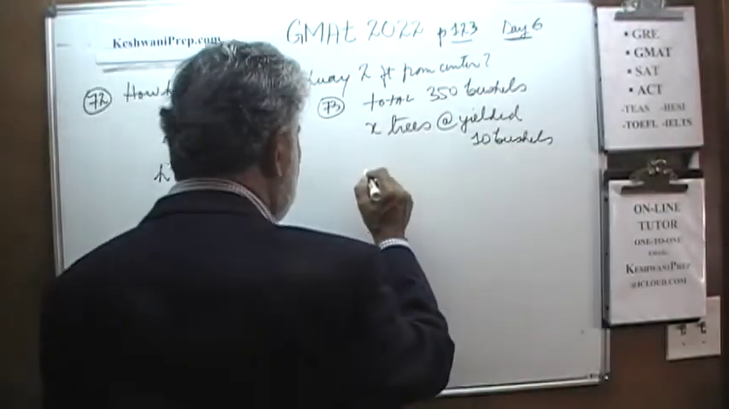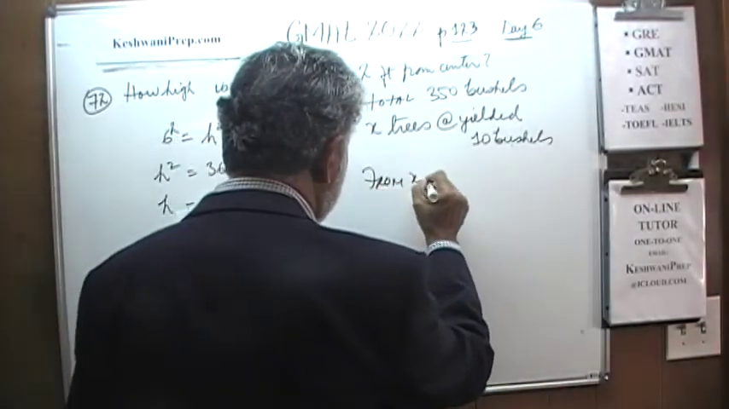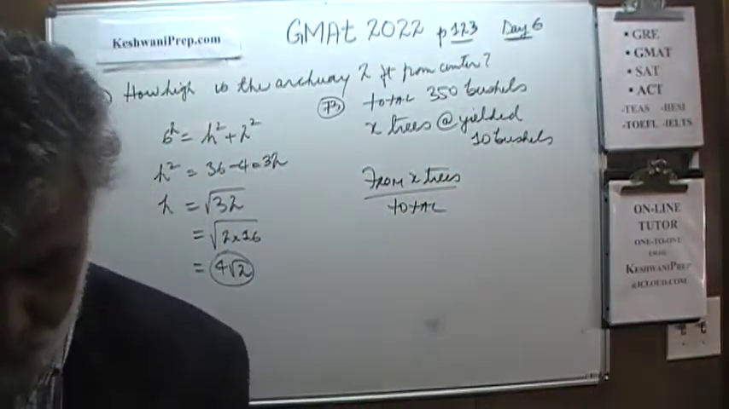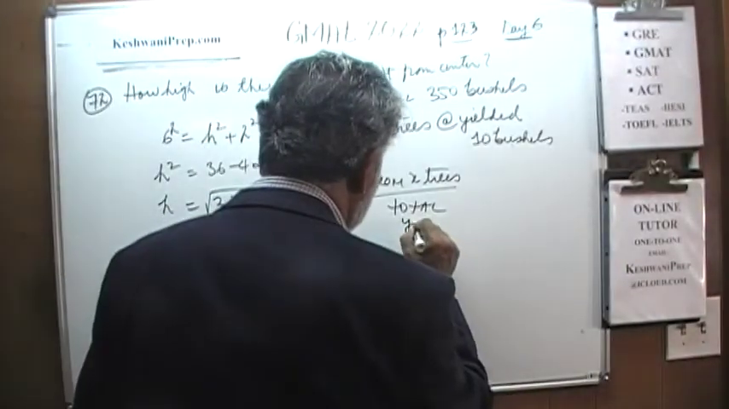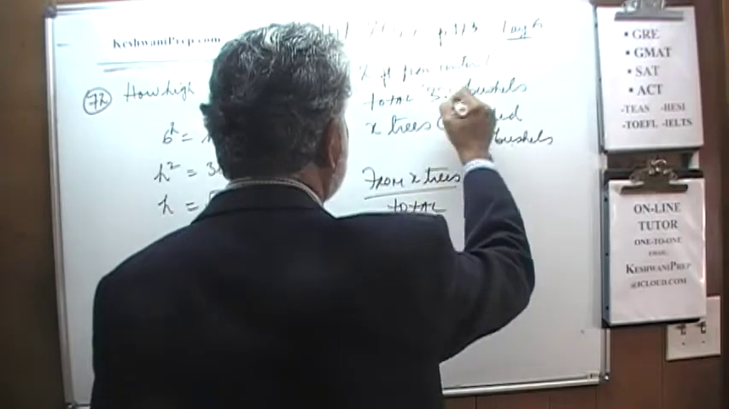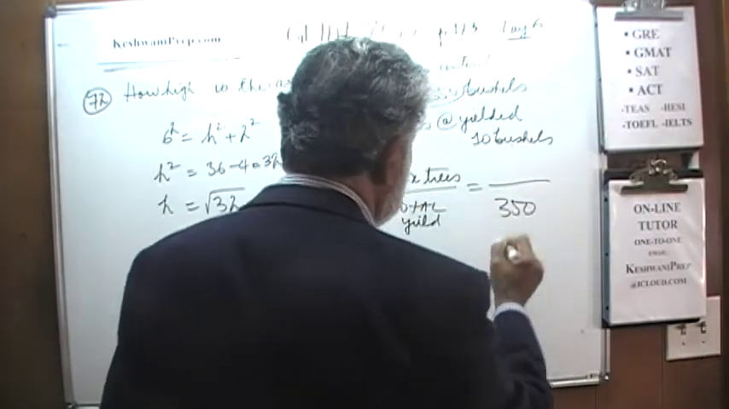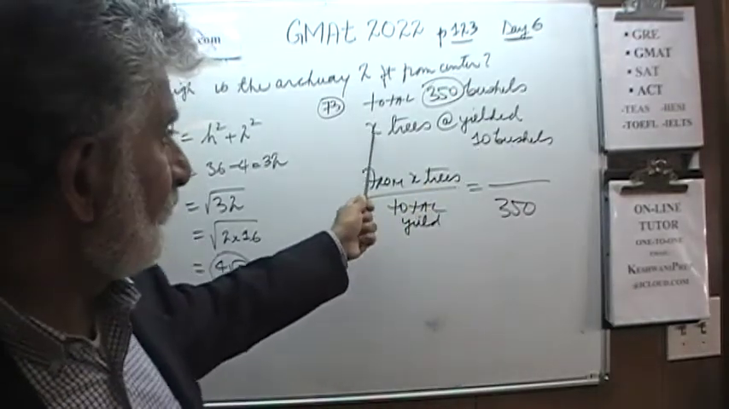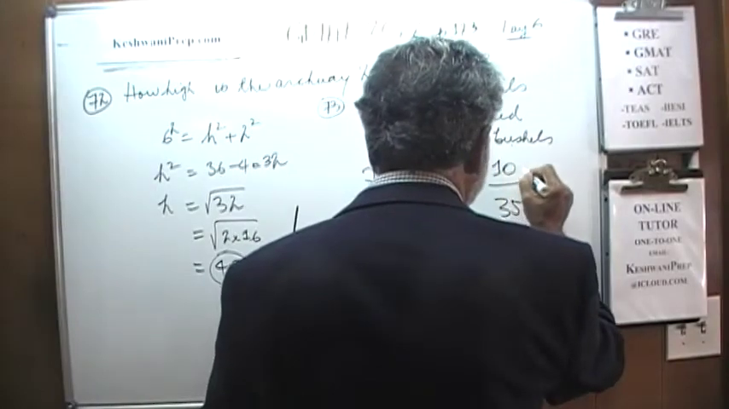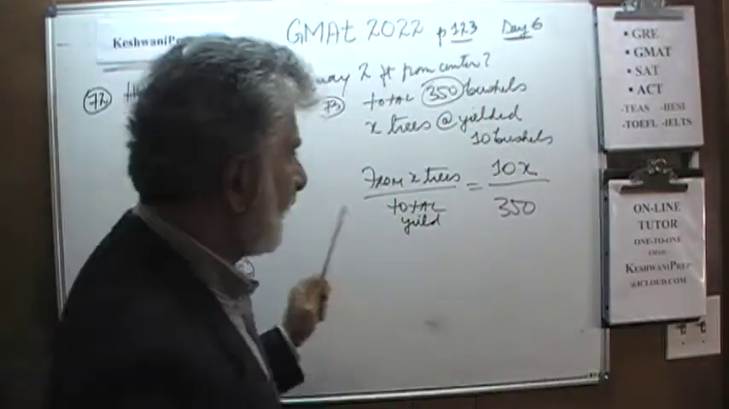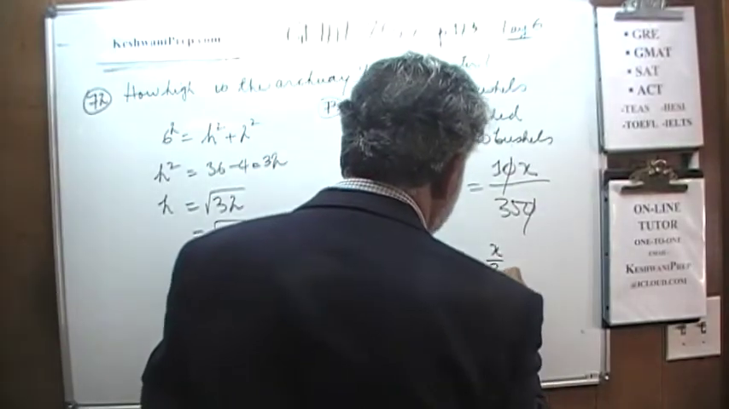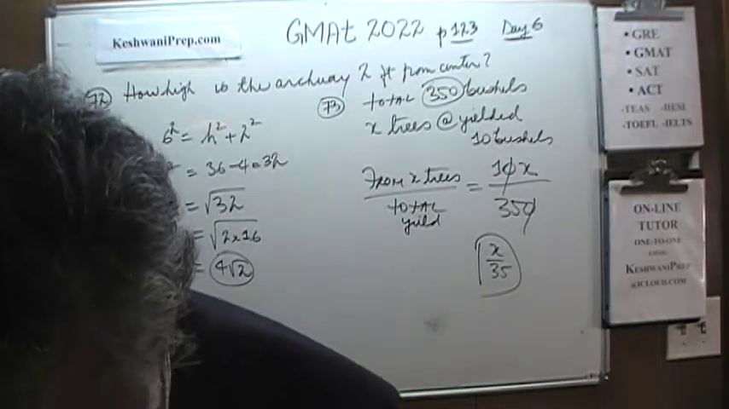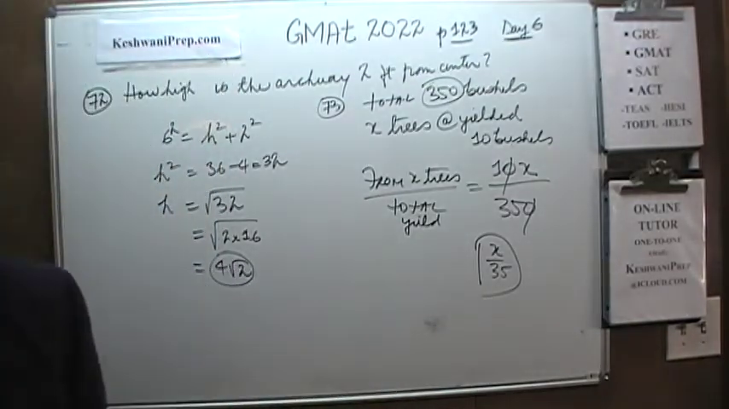We're looking for the share from X trees versus the total yield, which we are told is 350. And these X trees, we are told, each yielded 10 bushels. If each of them yielded 10 bushels, we must have 10X. And that's all it is. Divide top and bottom by 10, we are done. The answer is X over 35. That was 73. That wasn't so bad, was it? Number 74.